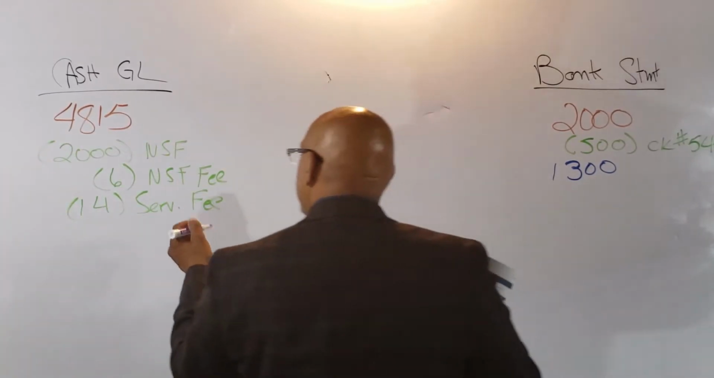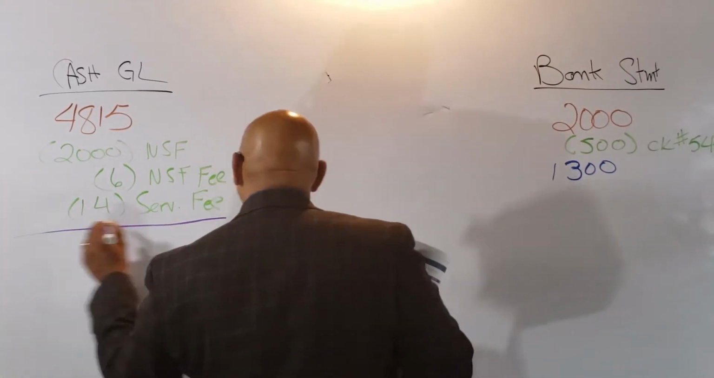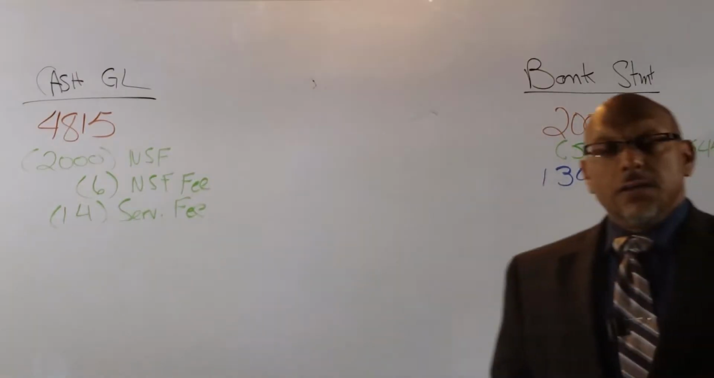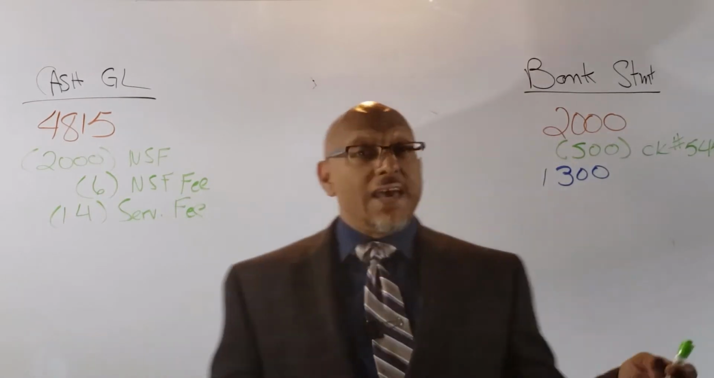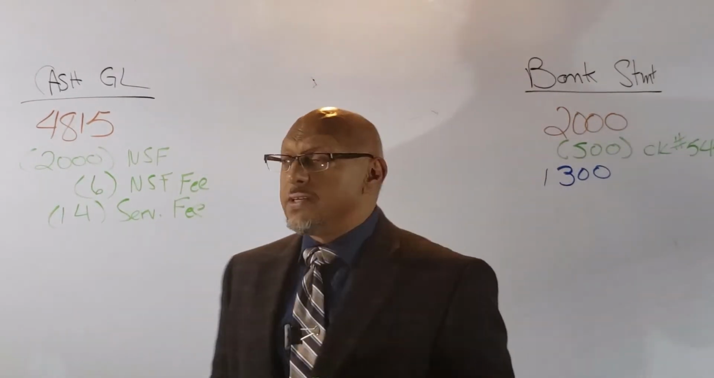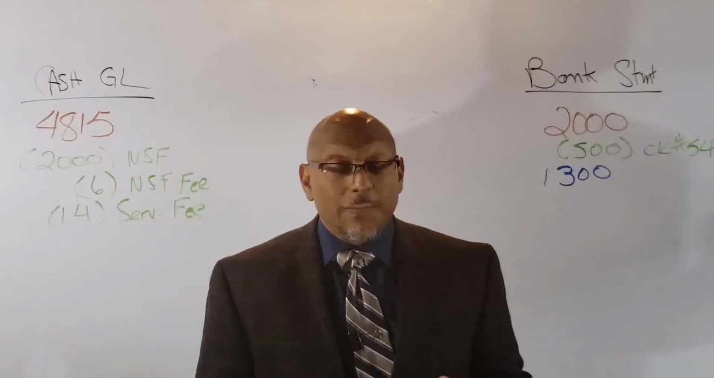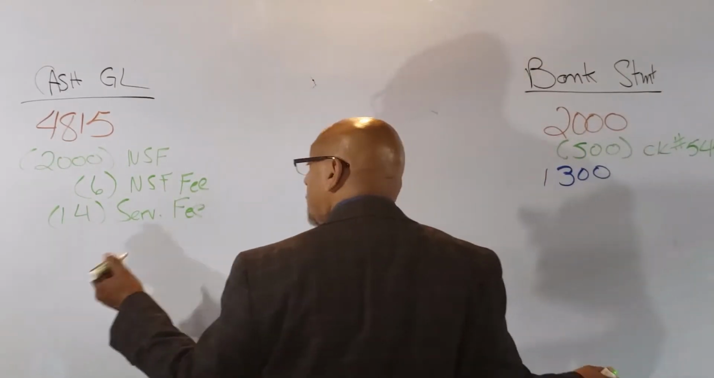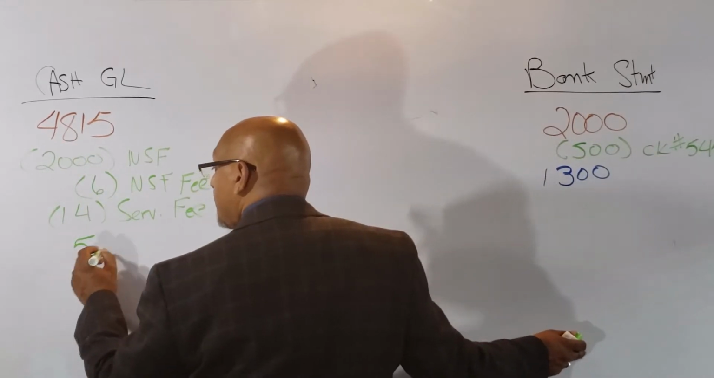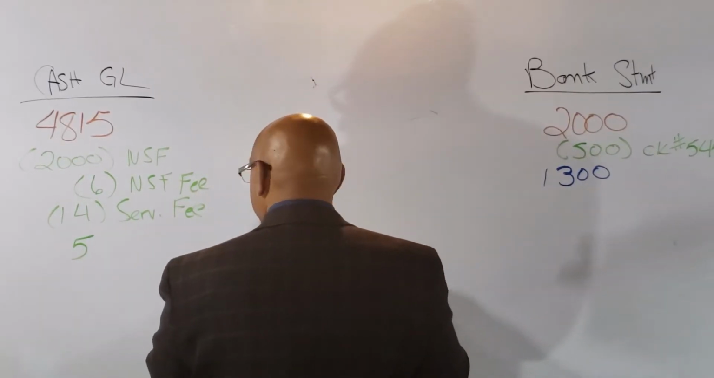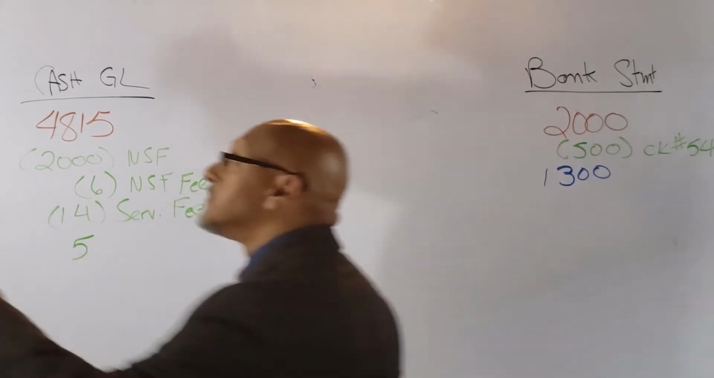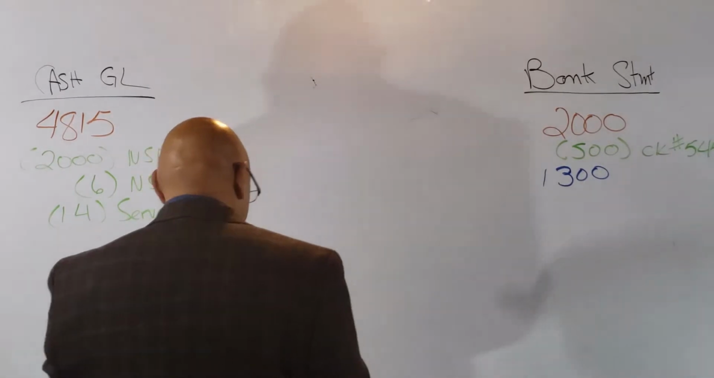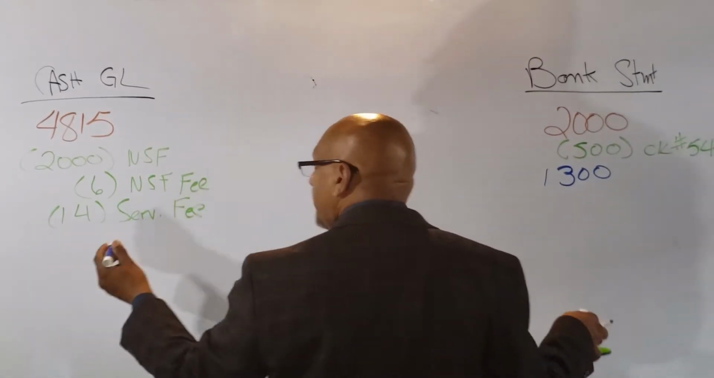Now we add and subtract, and we should have the same balance. There was one more transaction that I missed in the bank statement that is not in the GL, and that was $5 of interest that was posted. So that's $5 of interest that we have to add.